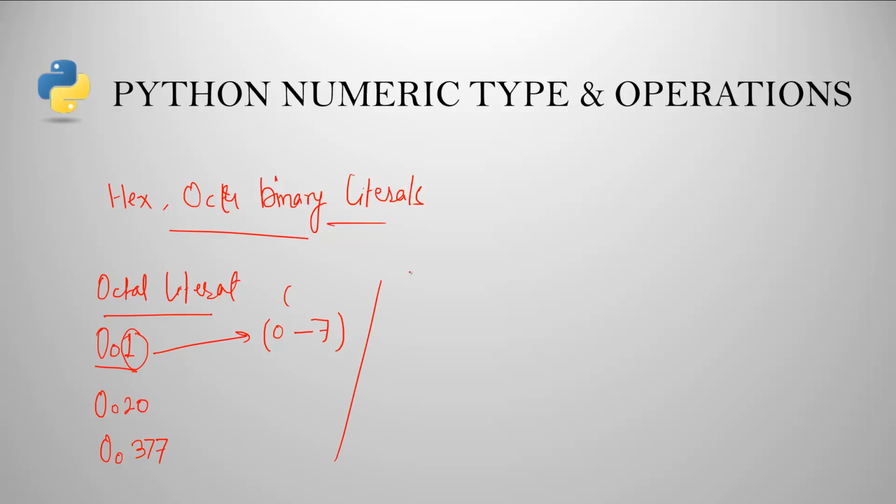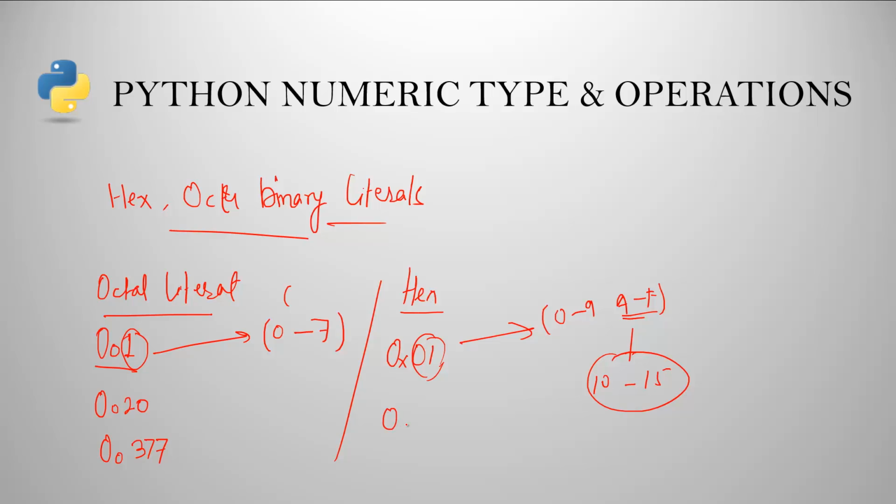For hexadecimal, it starts with 0 and x and then any number. This value can range from 0 to 9 and A to F. A to F is nothing but 10 to 15 in decimal. So you can also give 0xFF.